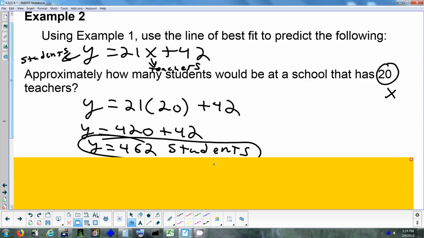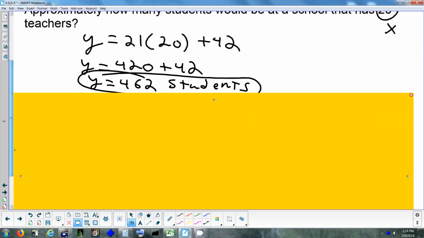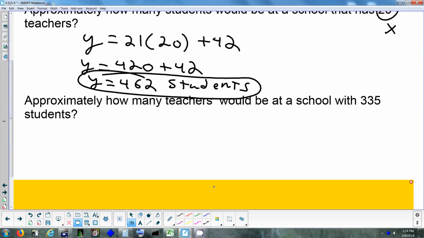Okay, so based on that formula, if this school had 20 teachers, that would mean it might have about 462 students. Roughly. Now, keep in mind, with this kind of formula, if you get a decimal, would a decimal answer really make sense? No, because we have to round up. We can't really have half a student. All right, so now, how many teachers would be at a school?